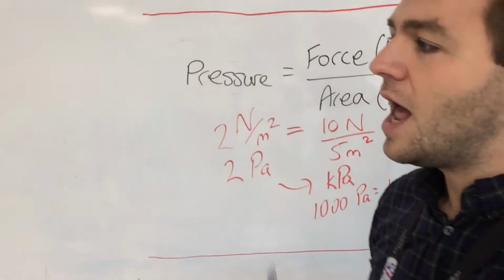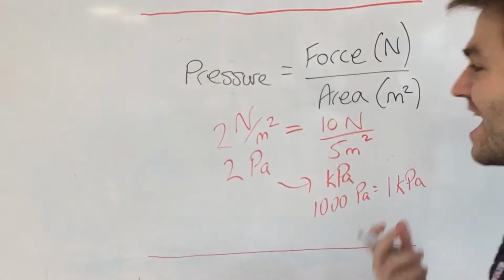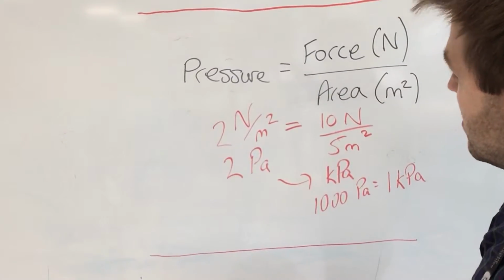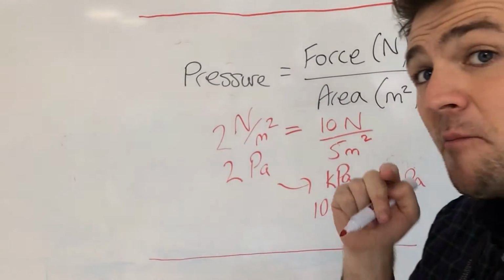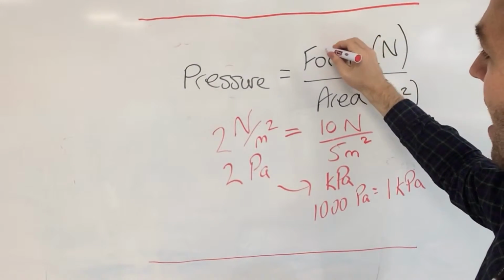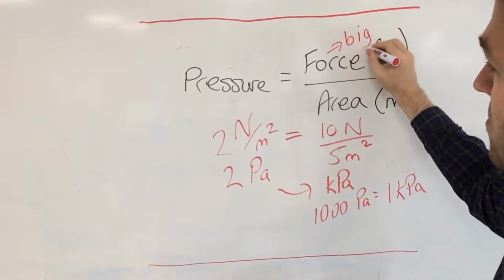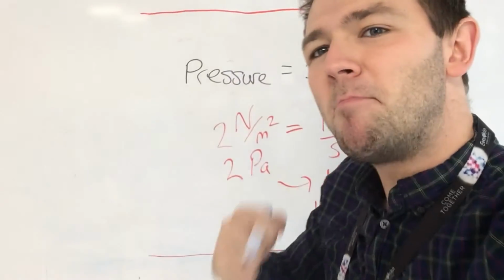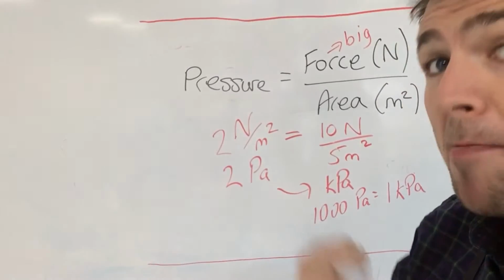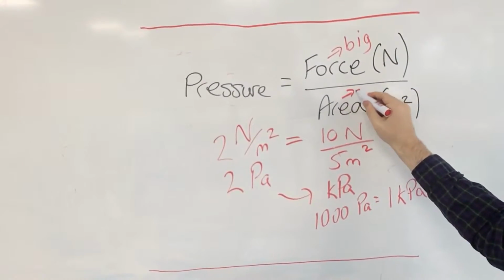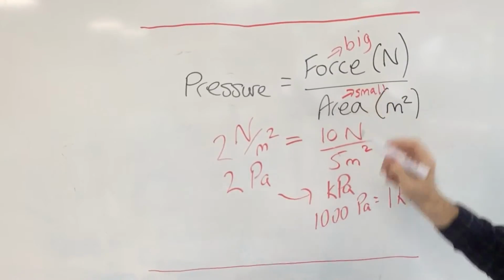Okay, so now we have an idea of this, and if I want to have more pressure, I have to do two things. To get more pressure, I can make this here, the force, bigger, so I can push harder. If I push harder, I get a bigger force and bigger pressure. Or I can make this number here small.